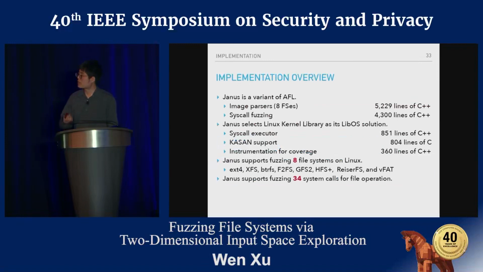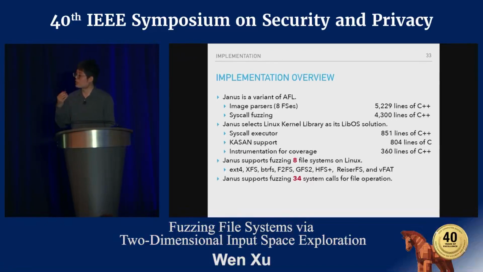So here's the implementation of Janus. Janus is implemented based upon AFL. We reuse AFL's binary blob mutation algorithm, which also fits for mutating the metadata blocks. But we need to implement our own syscall fuzzer. And also, we select LKL, the Linux Kernel Library, as our library OS solution, which contains the syscall executor.